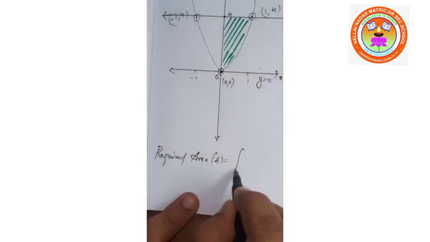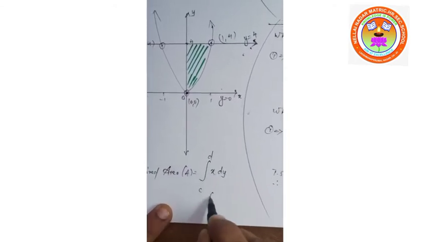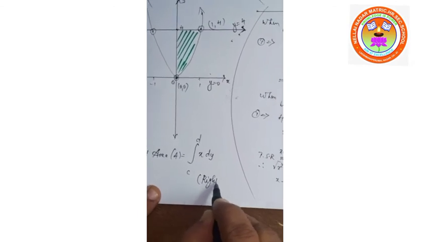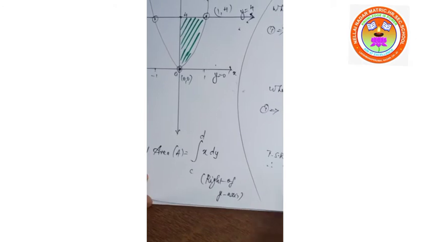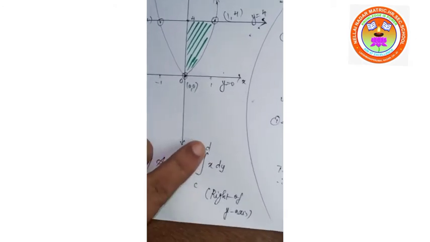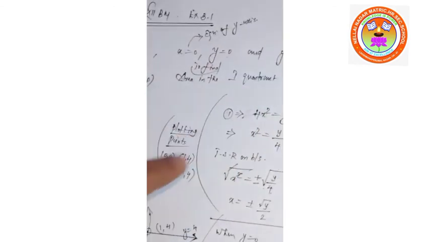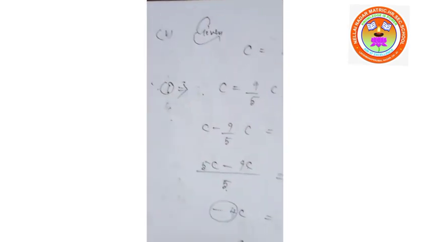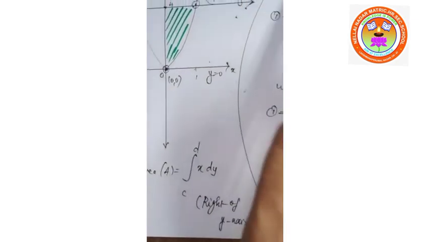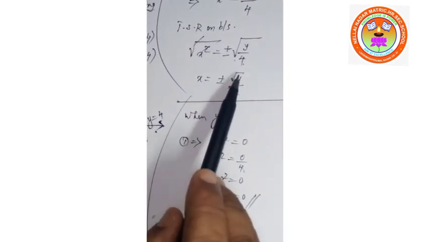A is equal to the integral from c to d of x dy, since the region is to the right of the y-axis. Now, c is the lower limit and d is the upper limit. The lower limit is 0 and the upper limit is 4, which are already given in the question. That is equal to the integral from 0 to 4 of x dy. Here x is plus or minus root y by 2.